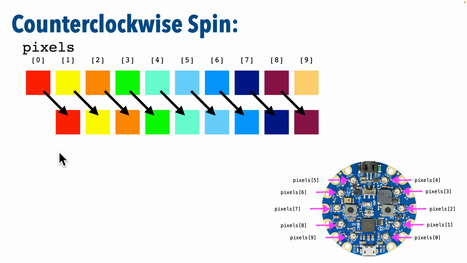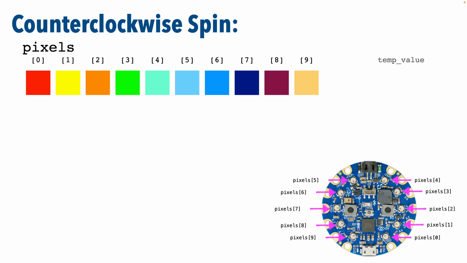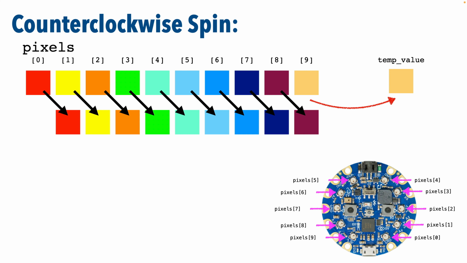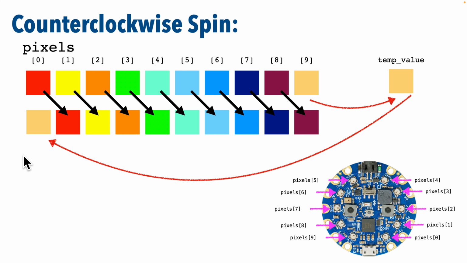But here's what we can do. We can create a temporary variable that we'll call temp_value, and we can put the value in 9 into the temp value before we move the slice. Then we can move the slice from 0 through 8 into slice 1 through 9, and then we can move what was in our temp value into position 0. And to do this, we need 3 lines of code.